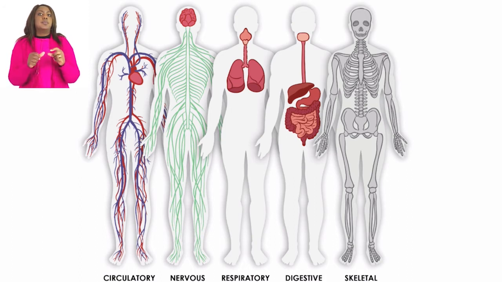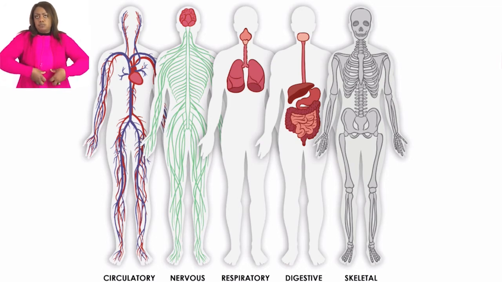Continuing to the respiratory system, which is made up of the mouth or nose, trachea, and then the lungs. It helps you to breathe in and out. The digestive system is made up of the mouth, the oesophagus, the liver, the stomach, large intestine, as well as small intestine. It helps you to break down food.